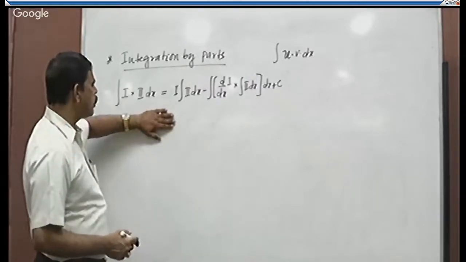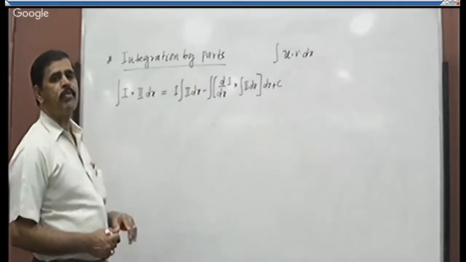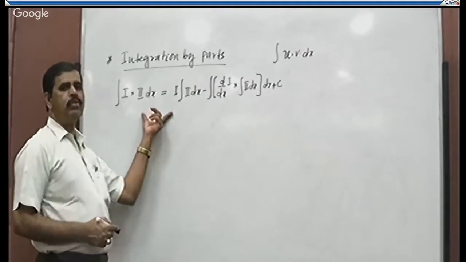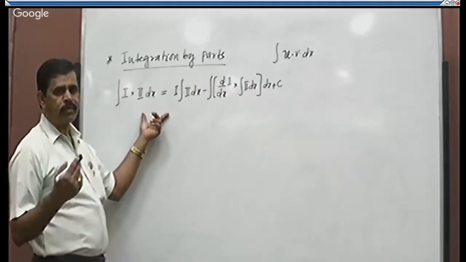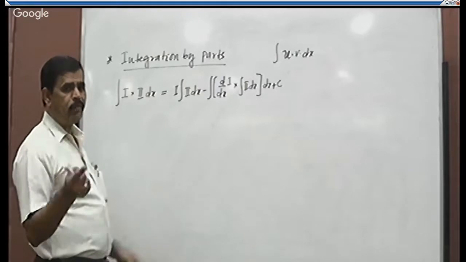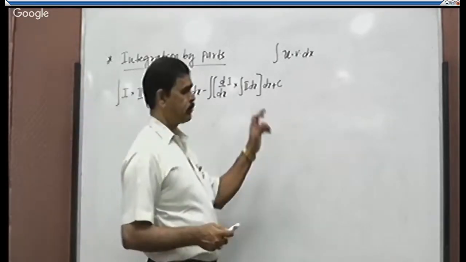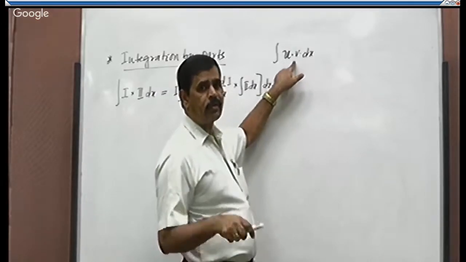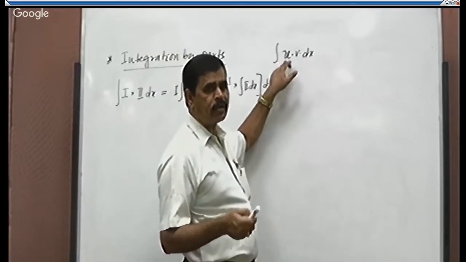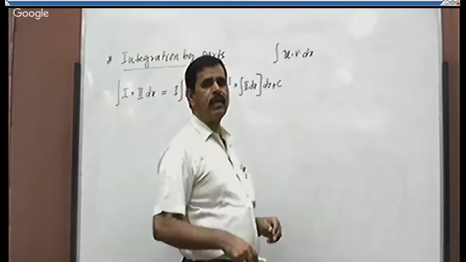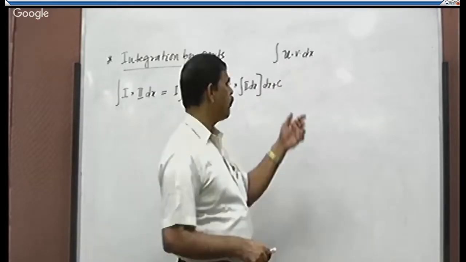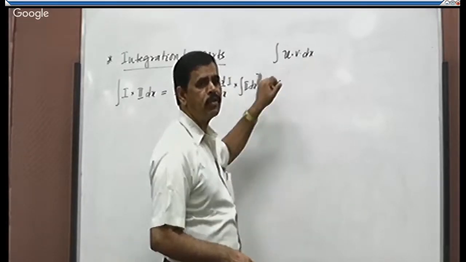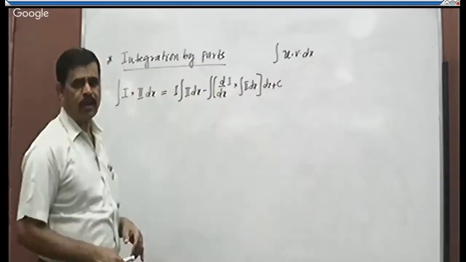Please remember this formula. What is the formula for integration by parts, or what is the rule to integrate the product of two functions? One should not be the derivative of the other. These are two functions, right? So if one is the derivative of the other, then we should go for the integration by substitution method. When one is not the derivative of the other, then we should use this standard form, right?